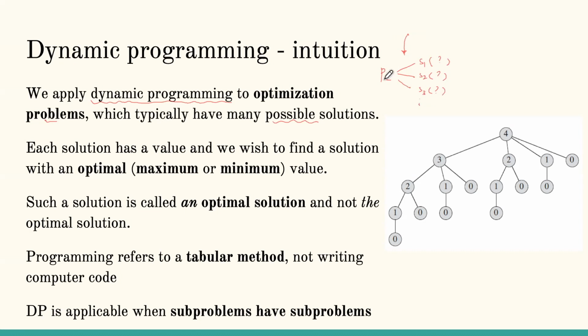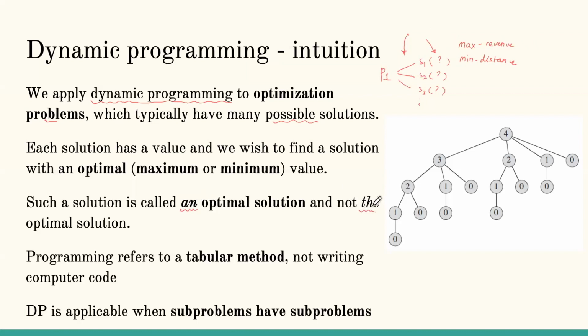minimum value. For the rod cutting problem, we may be looking for a maximum value because we're looking for a maximum revenue. When we are looking at a shortest distance, we may be looking for a minimum value because we are looking for a path with minimum distance and so on. So when we say solution, we are interested to find a solution with either a minimum value or a maximum value. We also say that such a solution is an optimal solution and not the optimal solution.